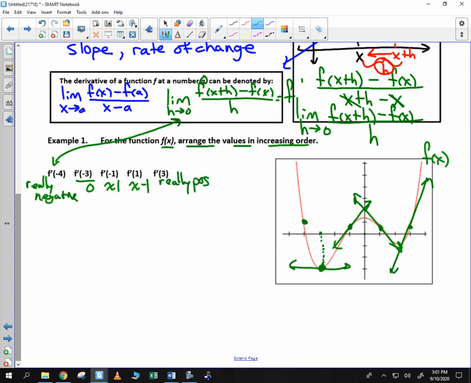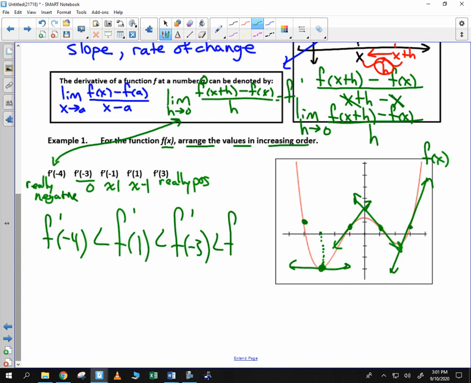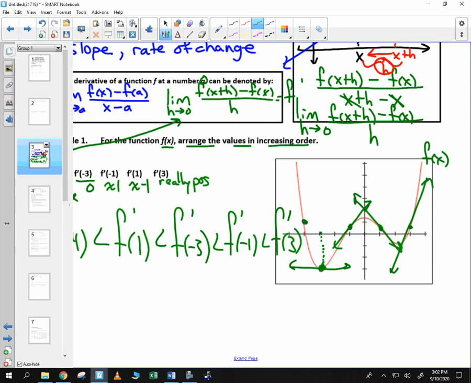So when it says arrange the values in increasing order, we would say what's the smallest? Well, f prime of negative 4, that's really negative. Then the next one would be f prime of 1. That's just kind of negative. And then we would say f prime of negative 3. And then f prime of negative 1. And finally, f prime of 3. And that is the order from least to greatest. You're just simply looking at the slope and describing it. You don't have to know it exactly in order to try to arrange them.